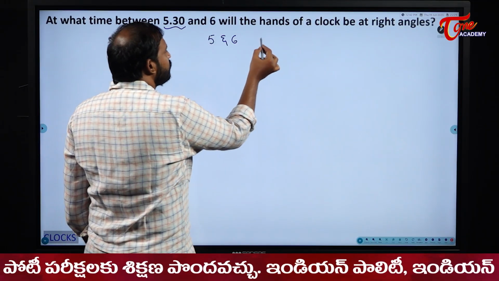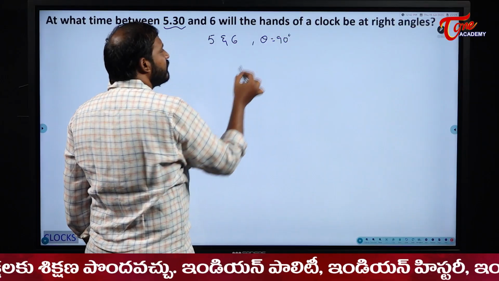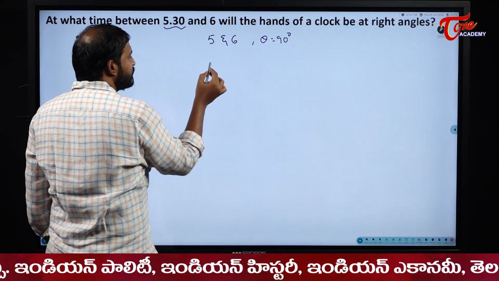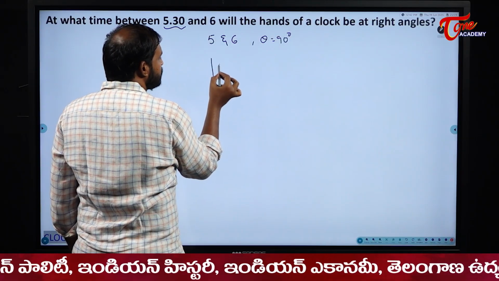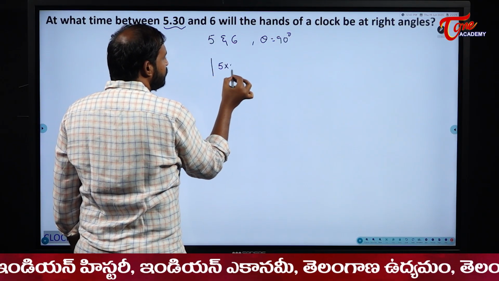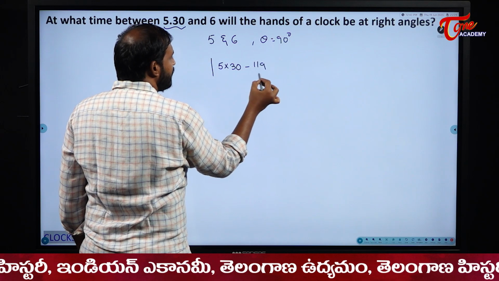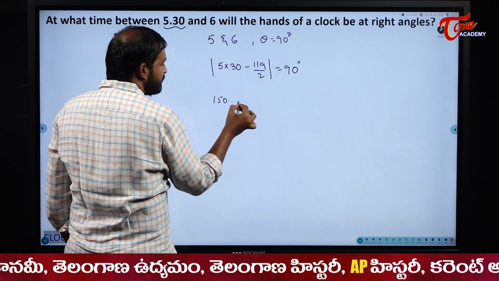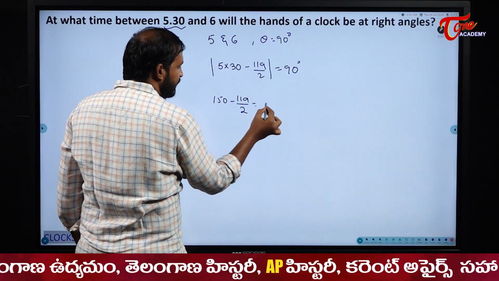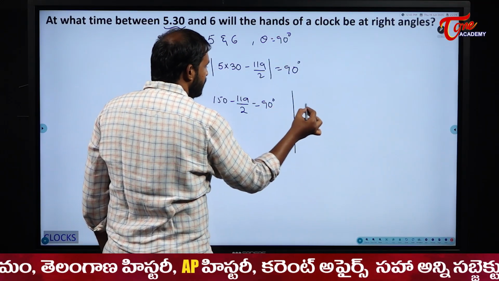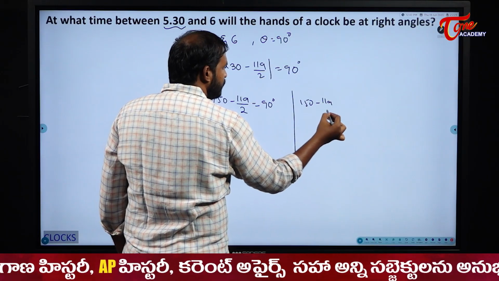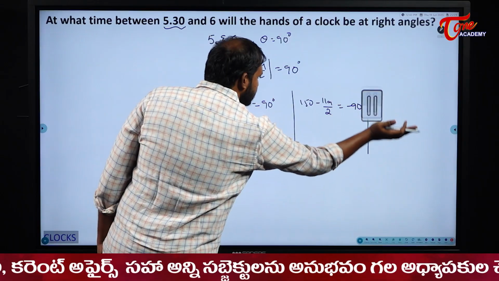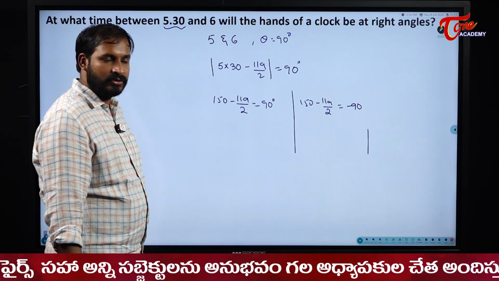So here theta is equal to what? 90 degrees. So how will you write 5 and 6? 5 o'clock A minutes. So what happens here? Modulus of 5 into 30 minus 11A by 2 is equal to 90. So what will you write? 150 minus 11A by 2 is equal to 90 is one case, and similarly 150 minus 11A by 2 is equal to minus 90 is the other one. Okay, plus 90 and minus 90. We should consider both the cases.